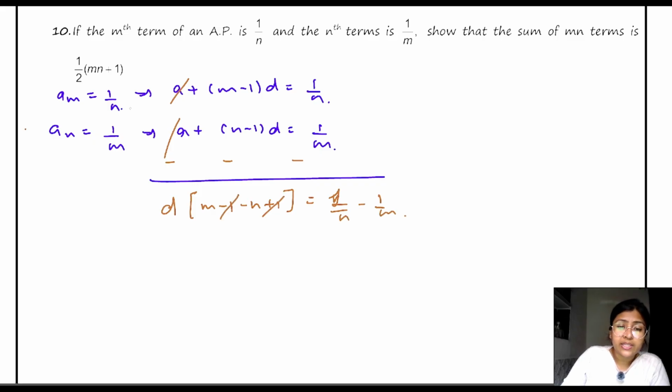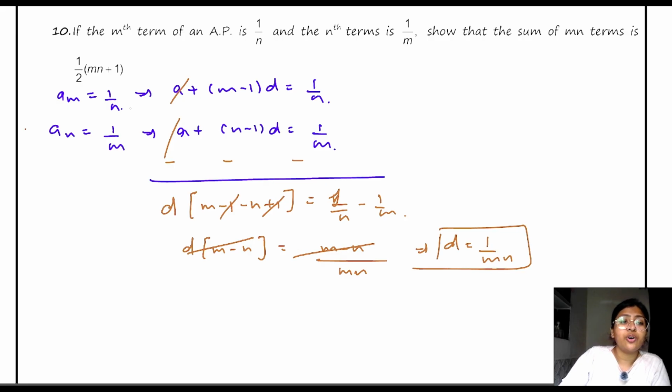Okay, this one is cancelled by this. So d into (m minus n) is equal to (m minus n) over mn. Taking LCM, you will have this m minus n cancel. So the value of d is 1 by mn. This is the value of d, 1 by mn. Now we can find out the value of a. Yes, putting it in the first equation.